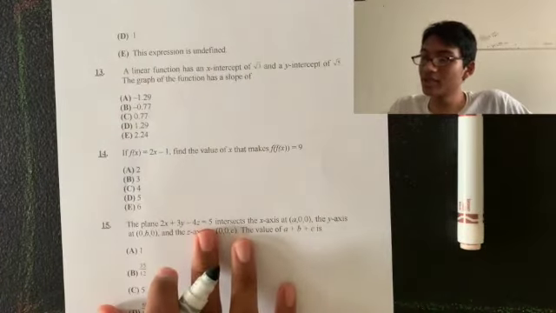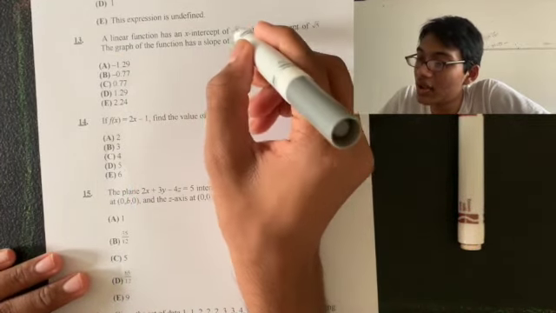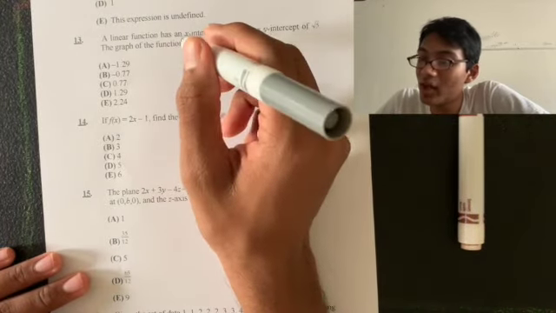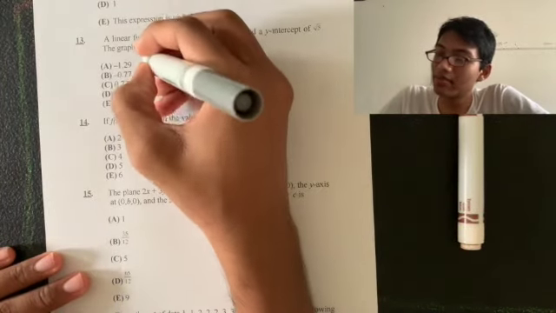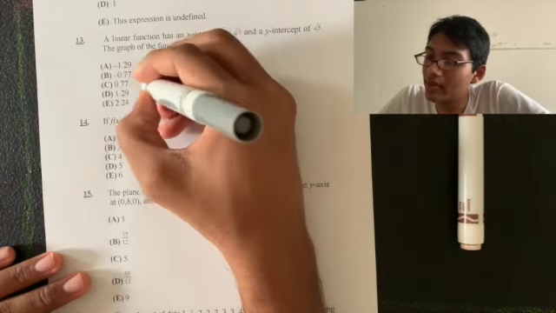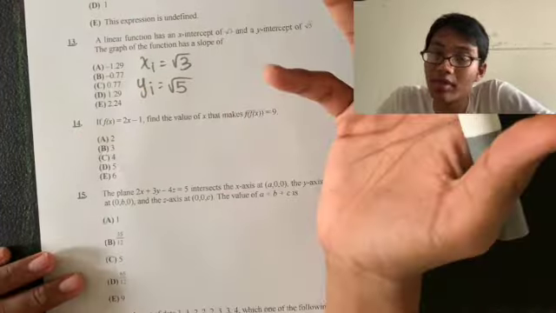Okay, question 13 asks me the following question. A linear function has an x-intercept of square root of 3 and a y-intercept of square root of 5. The graph of the function has a slope of... Okay, well, we know the x-intercept, so let's go ahead and write it down. That's going to be square root of 3. And we know the y-intercept. It's going to be square root of 5. And now we just have to find what slope this function has.